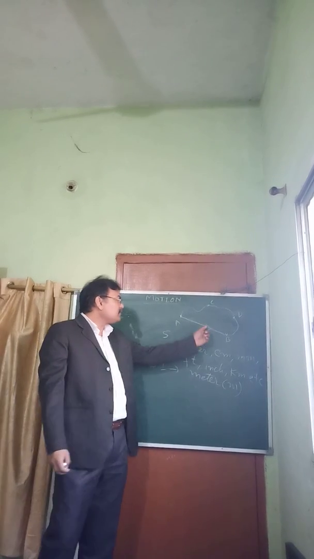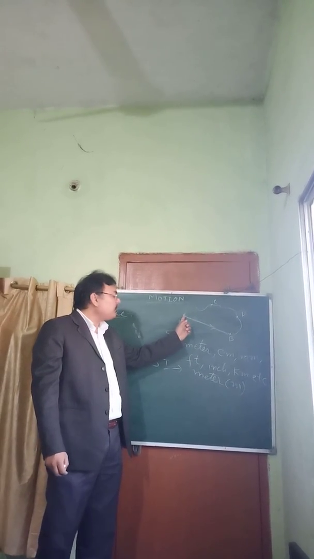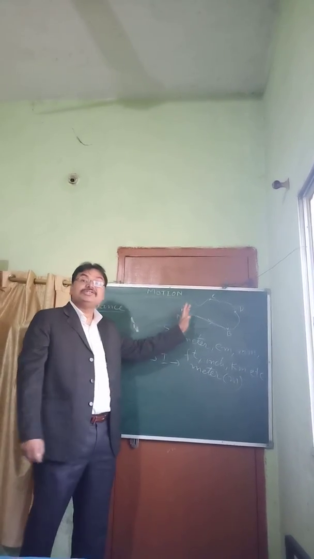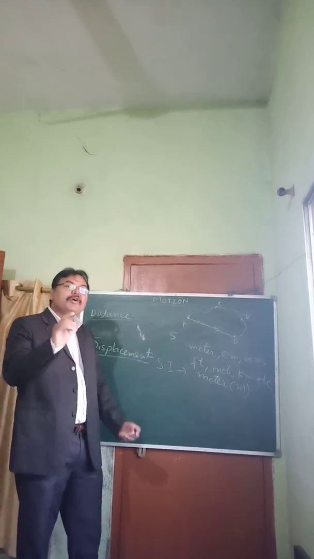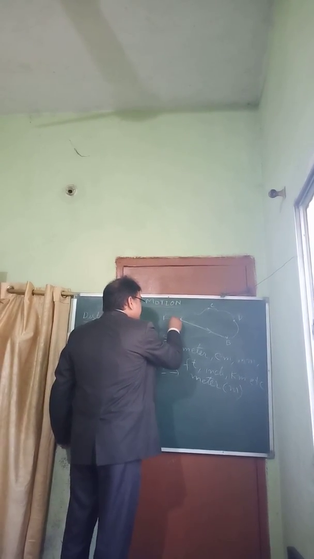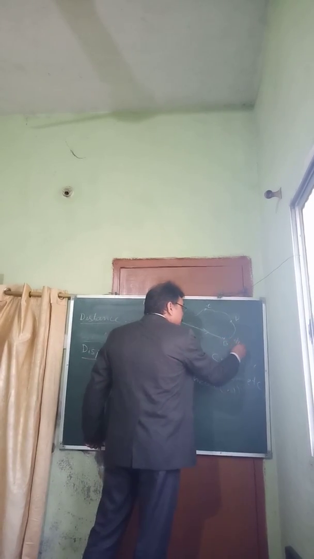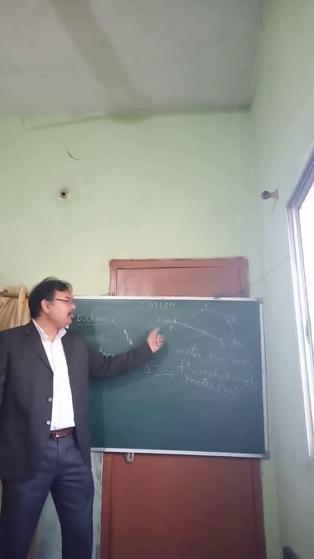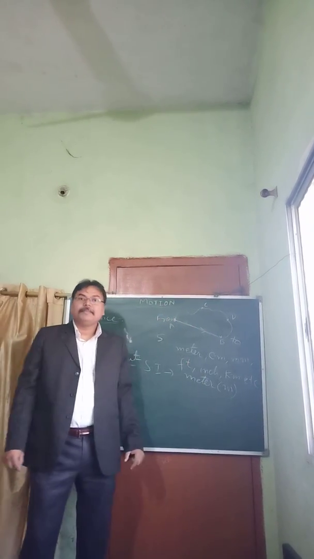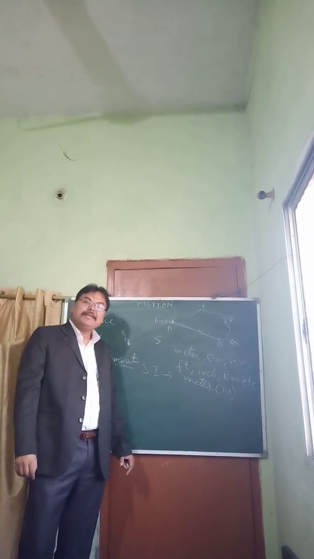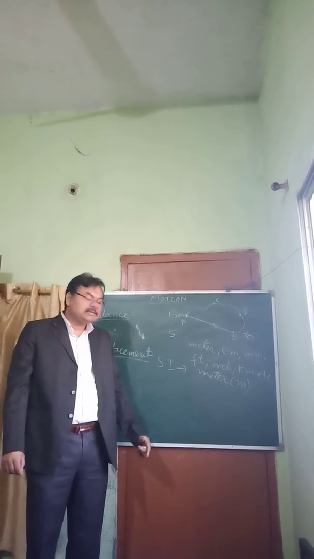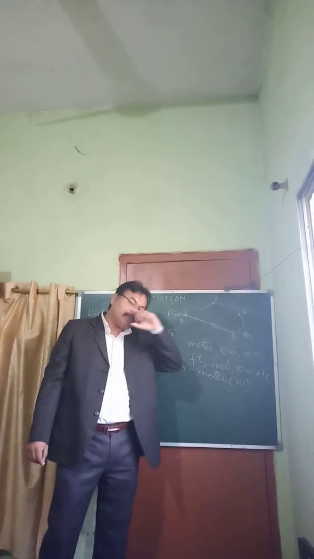No. You can see the arrow I have given. The arrow is indicating from initial to final, not between initial and final. From initial to final gives a sense of direction, from A to B. This arrow gives that displacement is a vector quantity, and it is the shortest distance from initial point to final point.